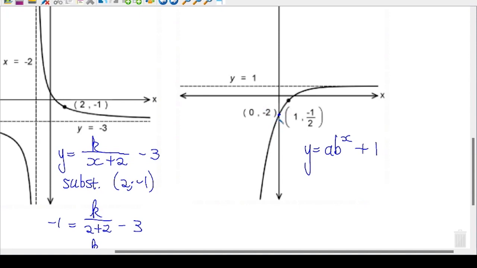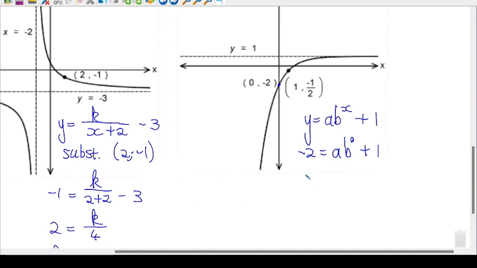However, it is important that we use the y-intercept first. All right. You'll notice that if we use the y-intercept, 0, -2, -2 being y, we still apparently have 2 variables. But the b is being raised to the power of 0, and b to the power of 0 is just 1. If we use the other point first, we would have a problem because we'd still have 2 variables. Okay, so put the y-intercept in first, and now we get -2 equals a plus 1. Subtracting 1 from both sides, we actually get a is -3. So now our equation is -3 b to the x plus 1.